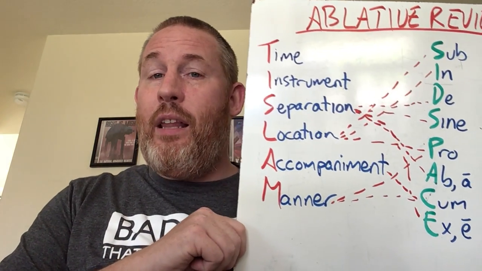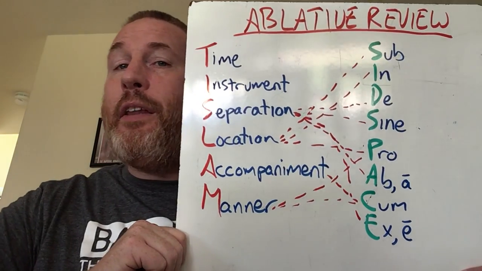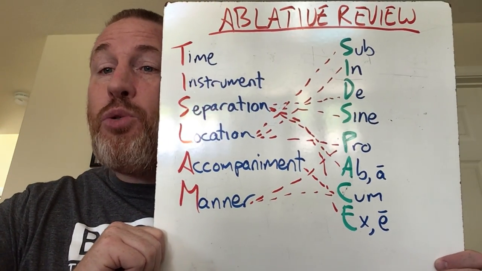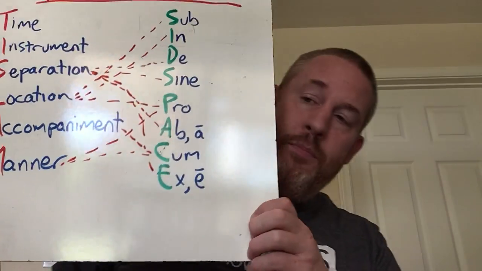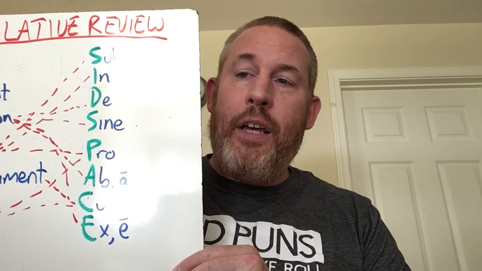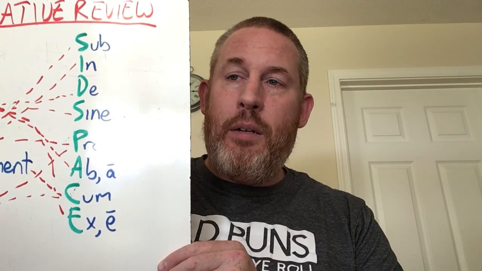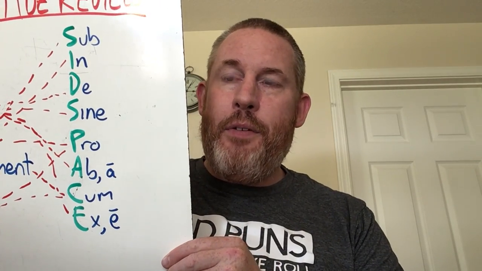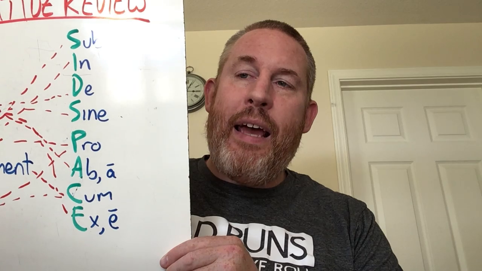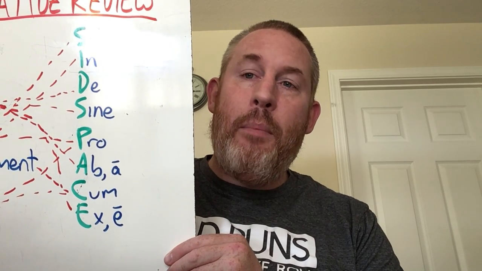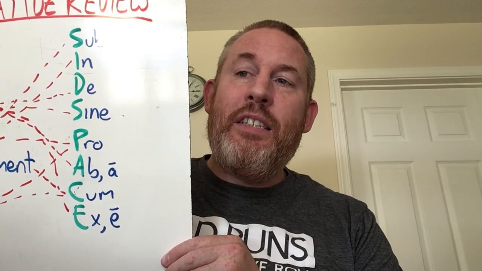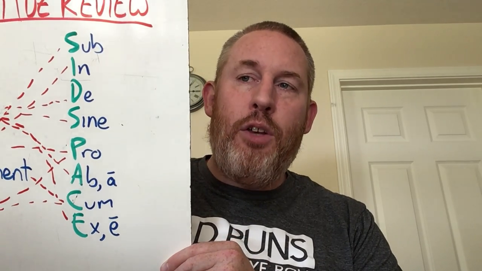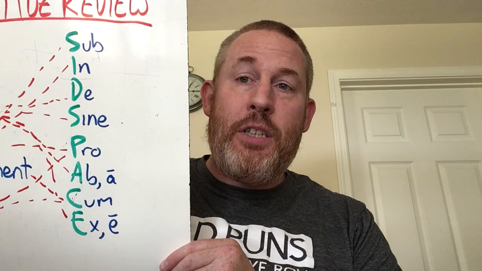Now, I have all these lines and dots here just to show you how ridiculous it is to try to line up TISLAM with SIDSPACE. So SIDSPACE is the various prepositions that take the ablative case. Sub, in, de, sine, pro, ab or a, cum, ex or e. That's SIDSPACE. If you just memorize that, you've learned all the ablative prepositions.